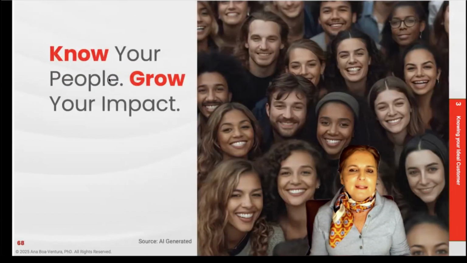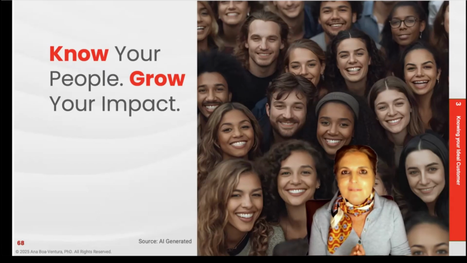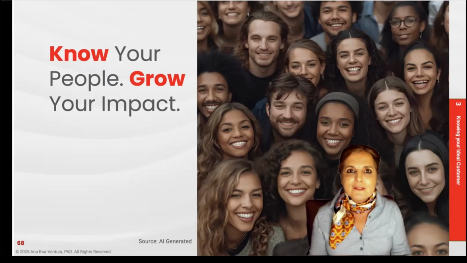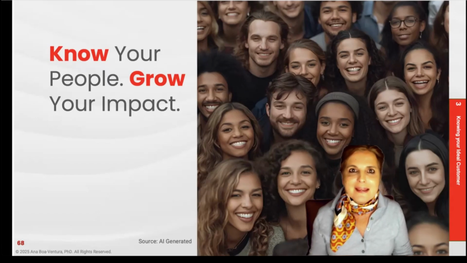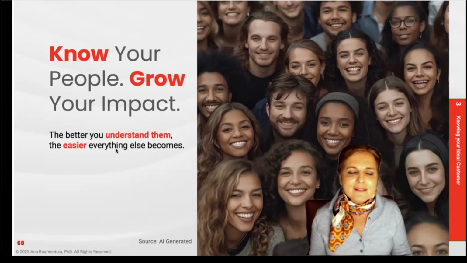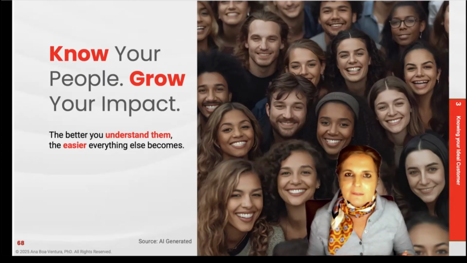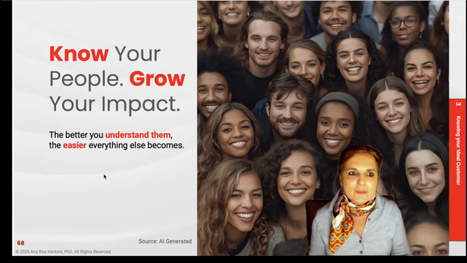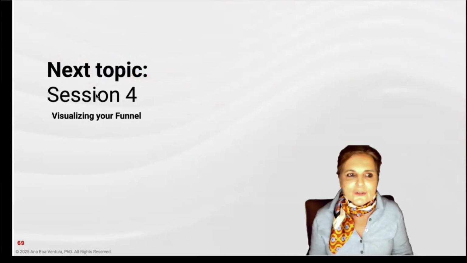So know your people. It's by knowing your people well that you can grow your impact, because you need to have the message aligned with your avatars, with your ideal customers, right? So you have to be where they are, when they are in the platforms where they are. The better you understand them, the easier everything else becomes. Your messaging becomes natural if you're already on the platforms and if you're already joining the conversations where your ideal customers are. The next topic, session 4, will be visualizing your funnel.